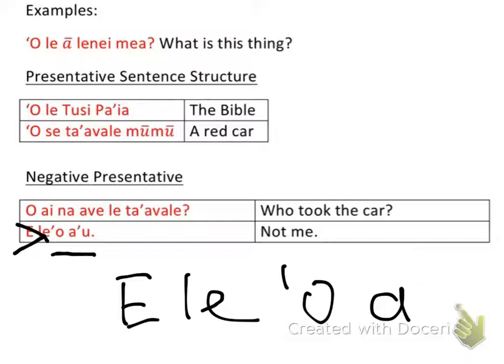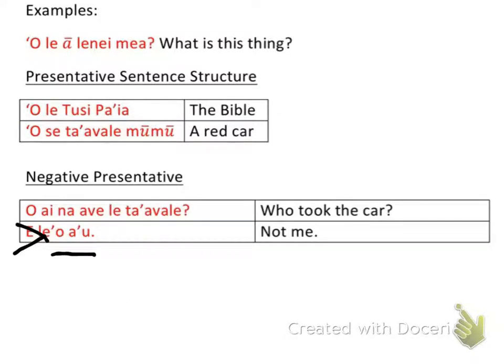So the way that you do that is with an 'e le' before the particle o. So that is what you do to negate things. So let's say someone asked the same question again. They said, what is this thing? And you just wanted to be funny and you said, well, that's not a red car. Okay, let's say you wanted to negate it's not a red car.